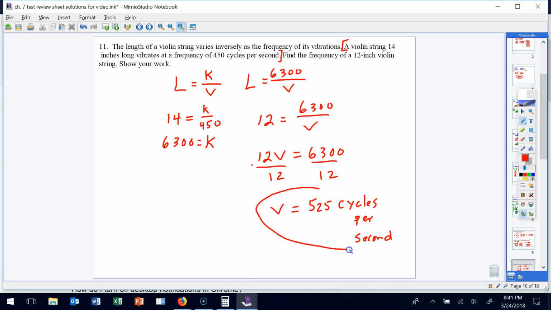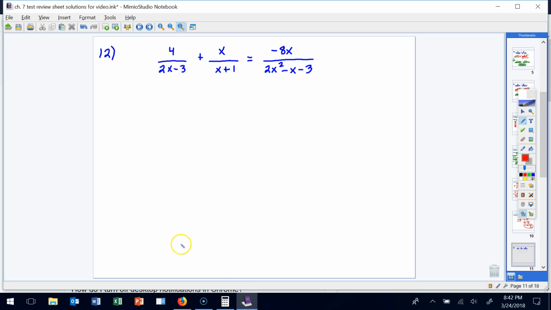And that is our answer. It vibrates at 525 cycles per second for a violin string that's 12 inches long. Okay, very good. Let's go on to number 12.